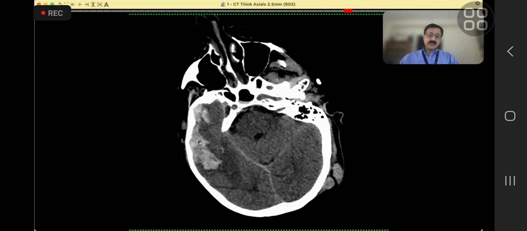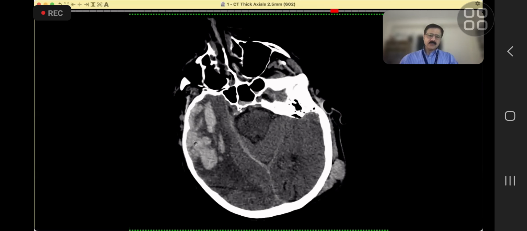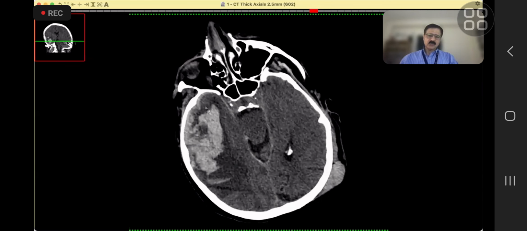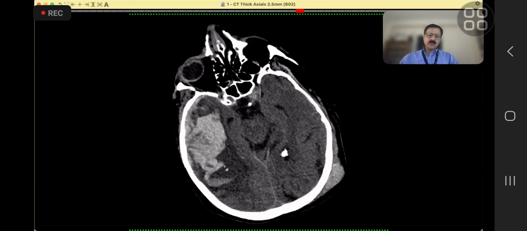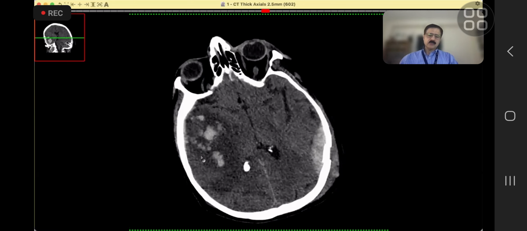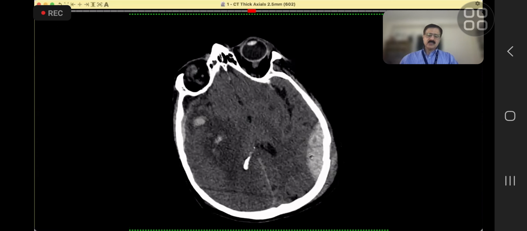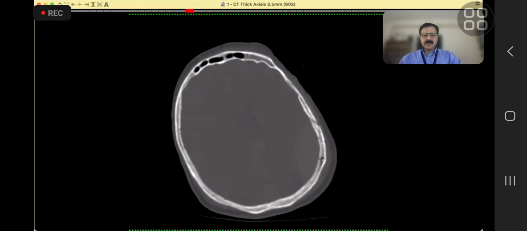But the key thing is that the surface of the brain is involved. With that, there is a lot of hemorrhage and surrounding edema. Now, you did pick up well the subdural hematoma, which was here. This thing is an extradural hematoma, and you did well there.